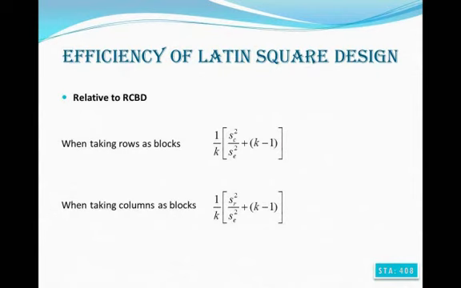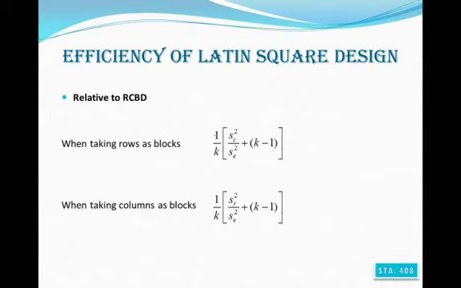The formula for case 1 is, as you know, that in a Latin square design, there are rows and columns. Both are restricted. But in randomized complete block design, there is one-way blocking only. So when taking rows as blocks, you have to use the formula 1 over k, Sc square over Se square plus k minus 1. And when we take columns as blocks, we will use the formula 1 over k, Sr square over Sc square plus k minus 1.